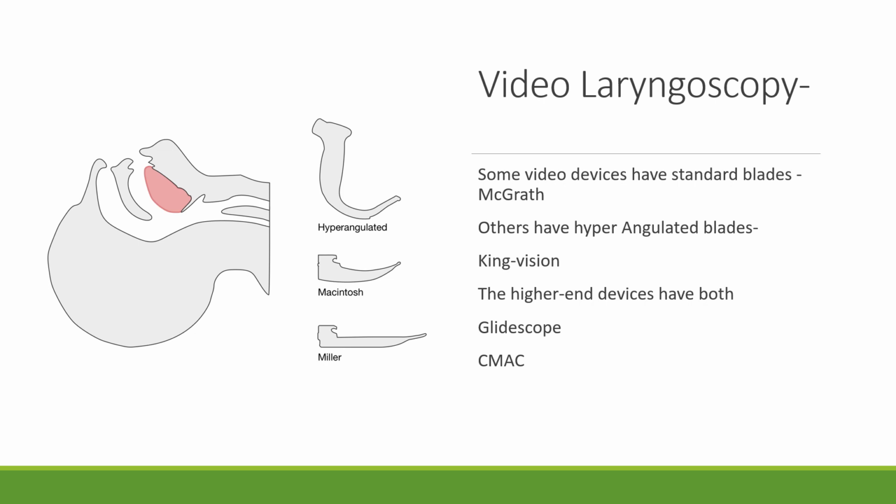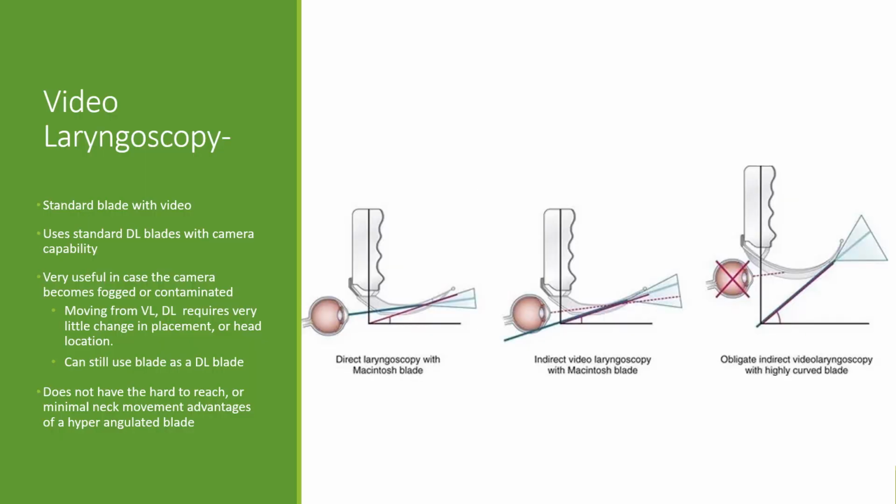That price tag is also why you don't see it on companies that have a large number of units, so almost anyone in the valley, from fire to privates, just because it's so expensive. So that being said, the devices that have the standard blades are CMAC, GlideScope, McGrath. There's a couple others out there that have some of these options, but those are the standard ones you might see. And then King Vision, only hyperangulated. We kind of talked about those.